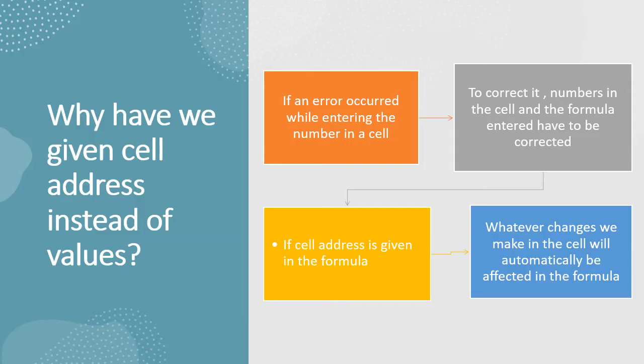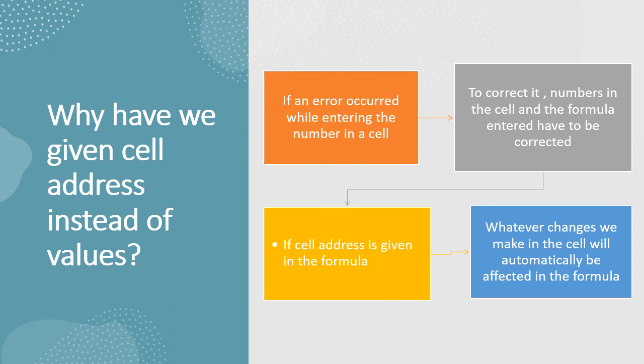Now here comes one important question. Why have we given cell addresses instead of values? I think this question might run in all your minds, right? Here comes your answer. If an error occurred while entering the number in a cell, what will we do? To correct it, the number in the cell and the formula both have to be corrected, right? If an error occurred while entering a number in the cell, we have to correct both the number in the cell as well as that number in the formula also.